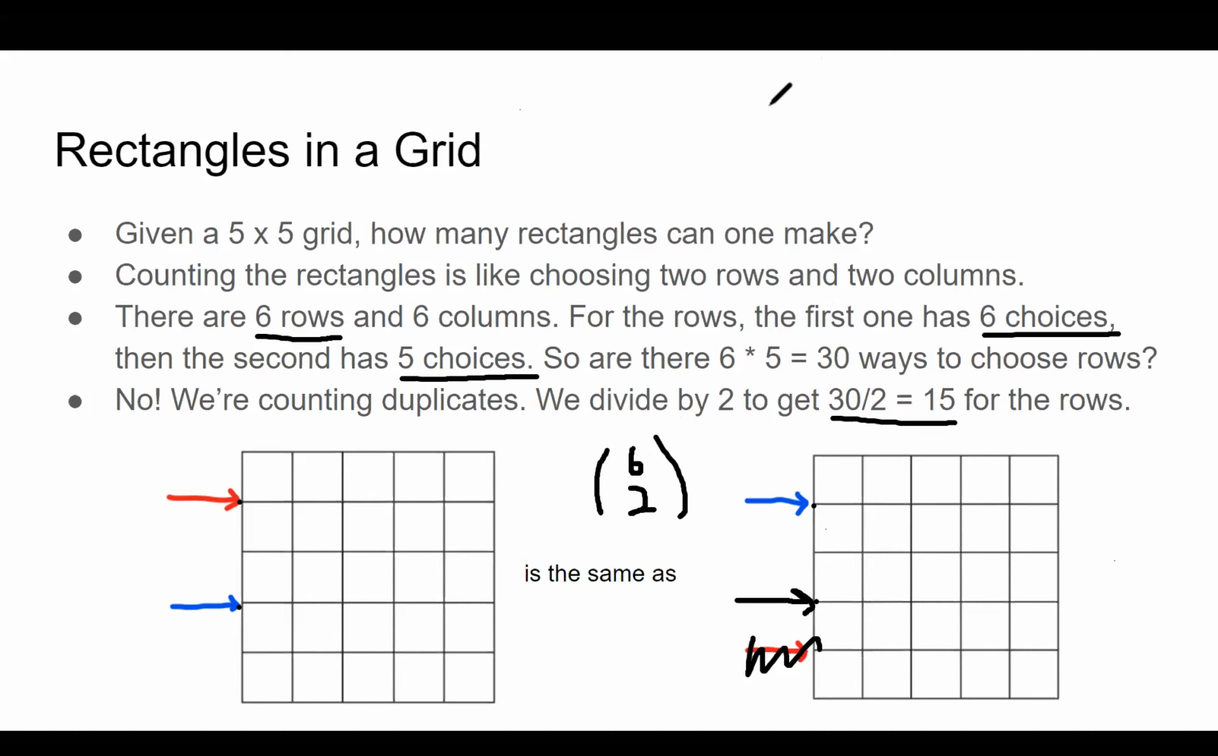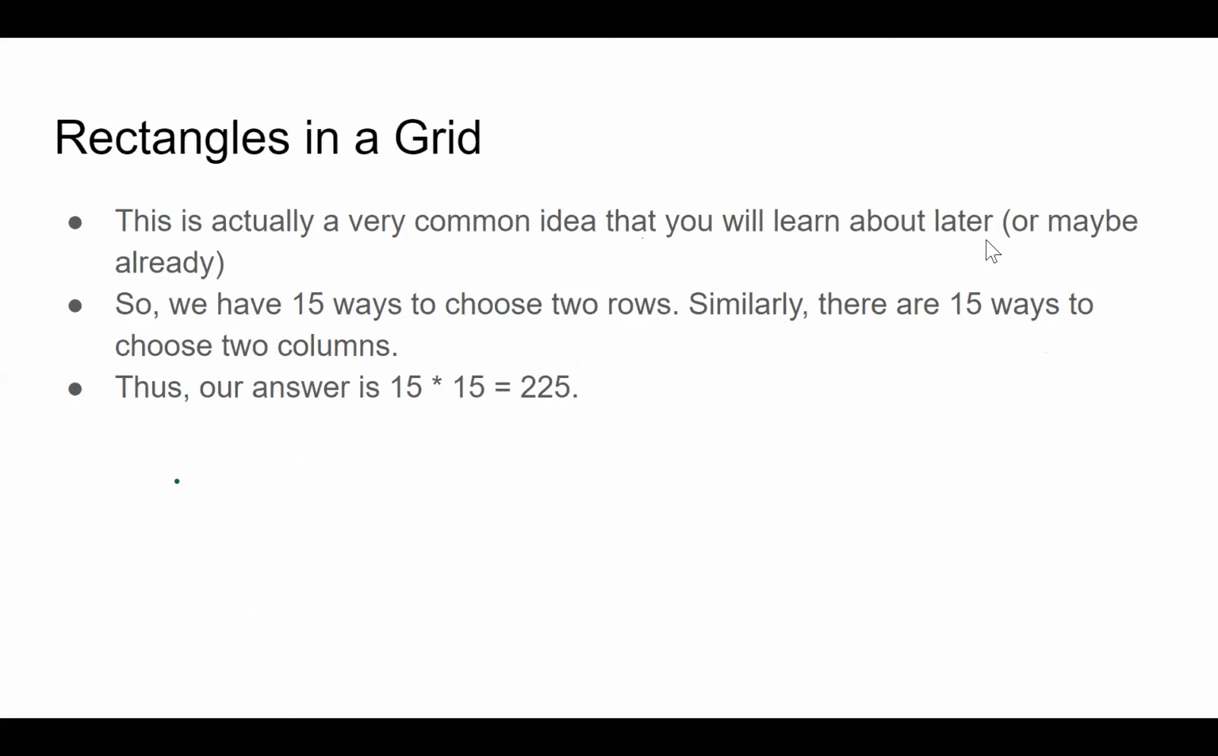Okay, so now by symmetry, there are 15 ways to choose the columns. So this is now constructive counting. There's 15 ways to choose the rows, and there's 15 ways to choose the columns. So you want to choose rows and columns. The way you do this is you multiply them together, and it's just 15 times 15 is 225.